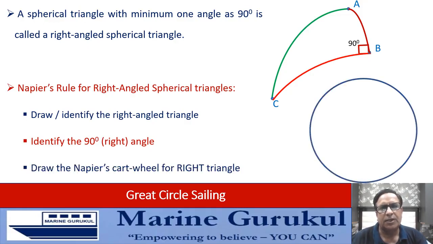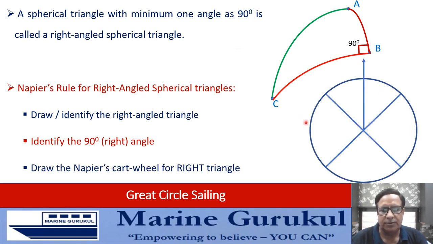Now to make the Napier's cartwheel, we draw the circle. We divide it into 4 parts. The upper one here is divided into 2 through an arrow. The circle is now divided into 5 parts. Here we put down the part which is 90 degrees. So angle B 90 degrees comes here. Now we have 5 parts left in the spherical triangle, and we have 5 parts in the cartwheel. They are all filled in.